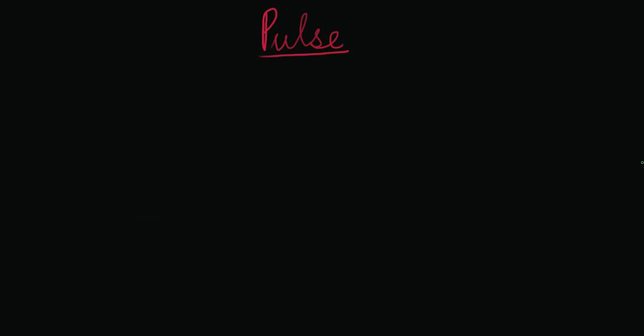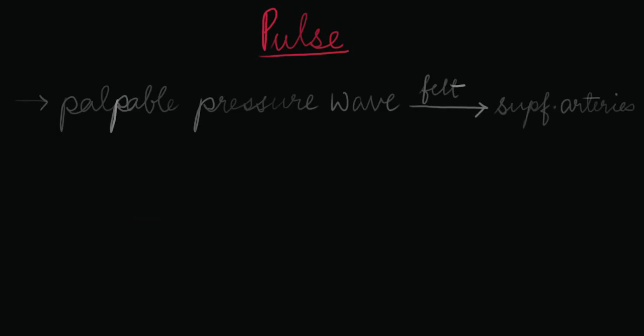Now let's move on to the definition of the pulse. What is pulse? Pulse is nothing but a palpable pressure wave felt in the superficial arteries. These superficial arteries, as we all know, are the superficial temporal, common carotids, the brachial, radial and ulnar arteries, femoral artery, popliteal artery, anterior and posterior tibial artery, dorsalis pedis, and so on. In order to palpate for the pulse, we must do so against a bony prominence.